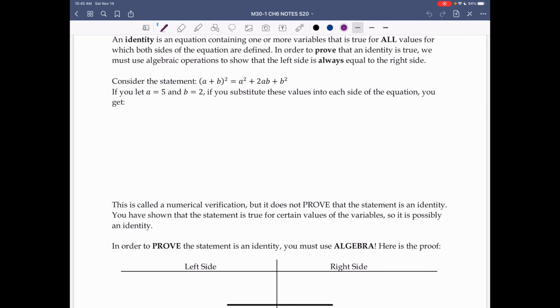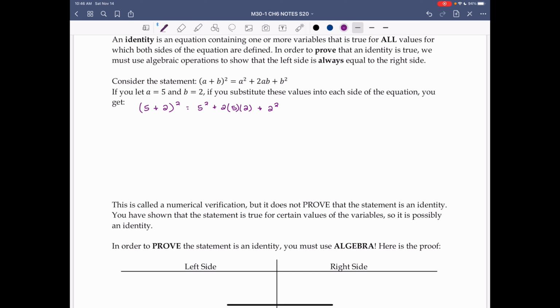Consider the statement (a + b) squared equals a squared plus 2ab plus b squared. If you let a equal 5 and b equal 2, and substitute these values into each side of the equation, you get the following. A is 5, so on the left side we have (5 + 2) squared. On the right side we have a squared, so 5 squared, plus 2 times a, which is 5, times b, which is 2, plus b squared, which is 2 squared.